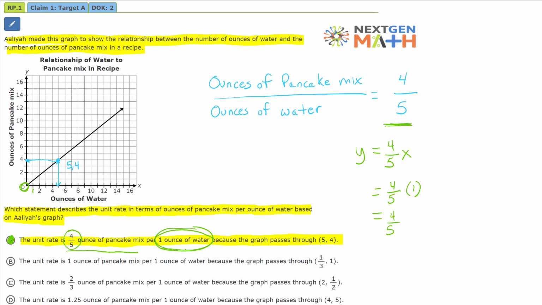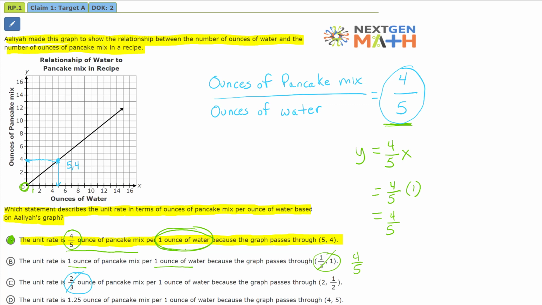Let's go ahead and look at B, C, and D to see how those are not correct. The unit rate is 1 ounce of pancake mix per 1 ounce of water. Well, that's not true because we know it's 4/5, and also it does not pass through (1, 1), so that doesn't work. The next one, the unit rate is 2/3 ounces. Well, we know that's not true because the unit rate we know is 4/5.